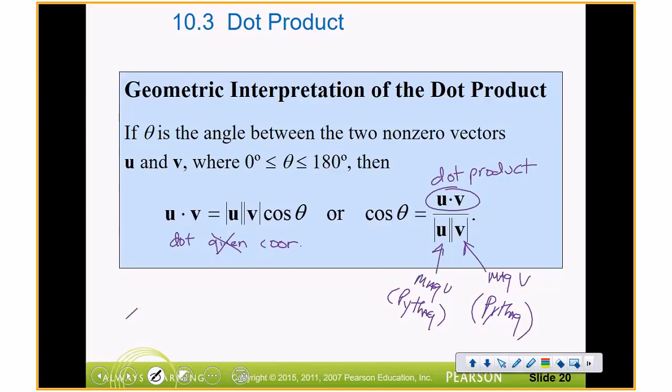Now, what if I give you two sets of points for U and V? Can you find the angle? Yes. Because U and V, I give you two sets of points. You can find the magnitude, and you can do the dot product. You can find the angle. Before, to find the angle, you have to use the law of cosines.